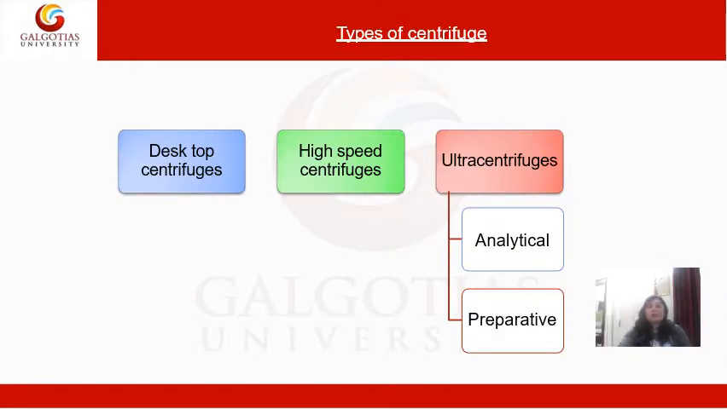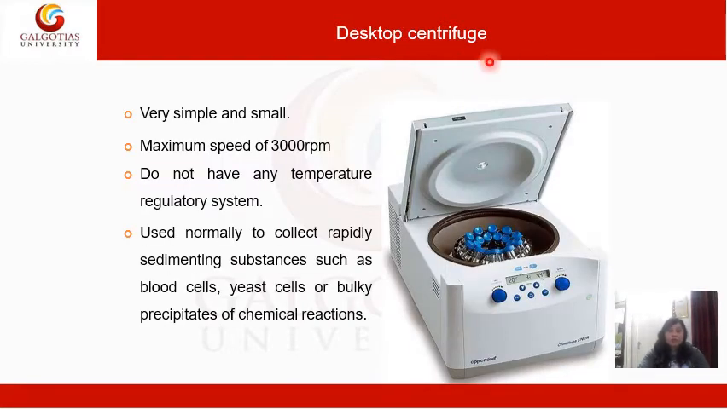Now coming to the different types of centrifuges. Basically, centrifuges are divided into three categories: desktop centrifuges, high-speed centrifuges, and ultracentrifuges. Ultracentrifuges are further divided into two: analytical and preparative. They differ from each other in terms of their RCF, RPM, and applications, as well as their size and other facilities.